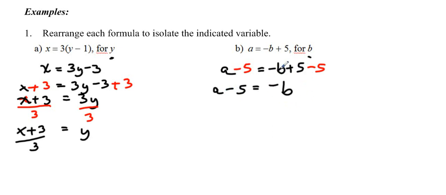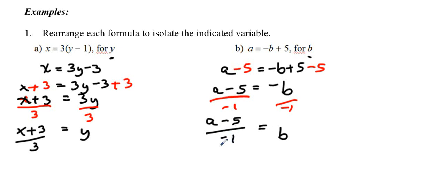And now I needed to get b by itself. This is not b, this is minus b. So I get rid of the minus by dividing through both sides by minus 1. Then again, I have to divide this whole thing by minus 1. So this ends up being b equals a minus 5 over minus 1. Now we don't typically write over minus 1 or over 1 because that's really not doing anything, right?